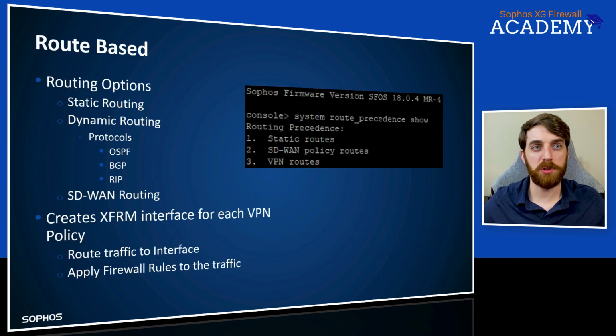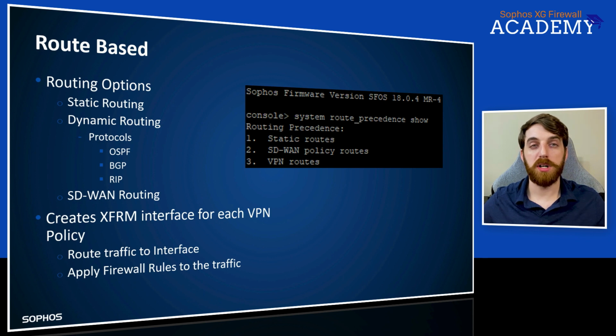So let's go over some more route-based information. With routing options, you have static routing, and you have dynamic routing with supported protocols on the XG firewall like OSPF, BGP, and RIP. And you also have SD-WAN routing. It's the new thing out there, and we support it.